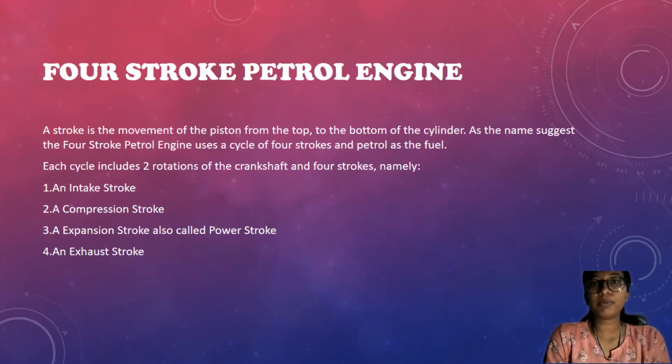Coming next to the four-stroke petrol engine. A stroke is a movement of the piston from the top to the bottom of the cylinder. As the name suggests, the four-stroke petrol engine uses a cycle of four strokes and petrol as a fuel. Each cycle includes two rotations of the crankshaft and four strokes, namely, the first one is the intake stroke, the second one is the compression stroke, the third one is the expansion stroke, also called the power stroke, and the last one is the exhaust stroke.